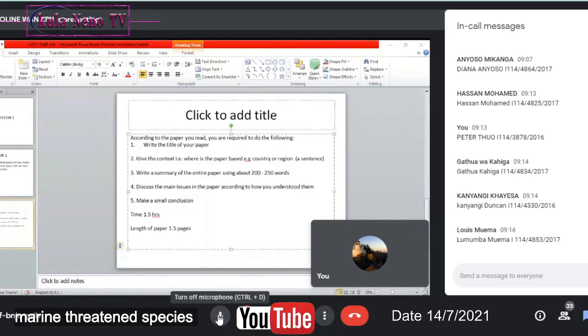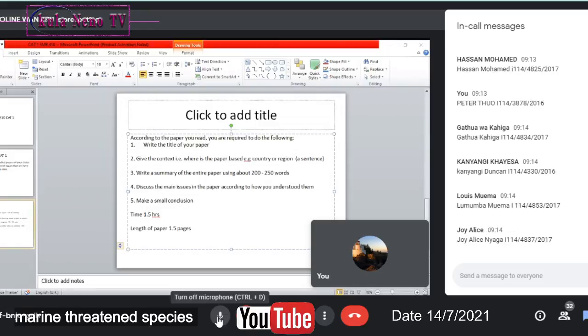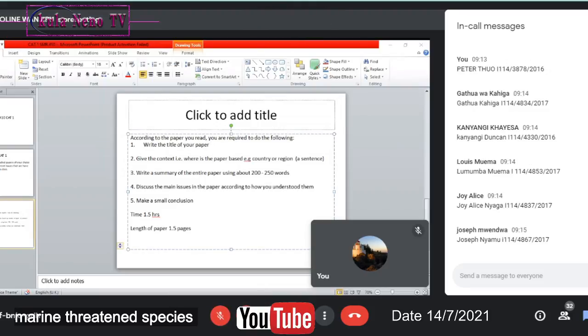For the summary, yes. But the entire paper should be 1.5 pages. The summary, number three, should not go beyond 250 words. Any other question? So make sure you sign. If you want to go offline, it's okay.